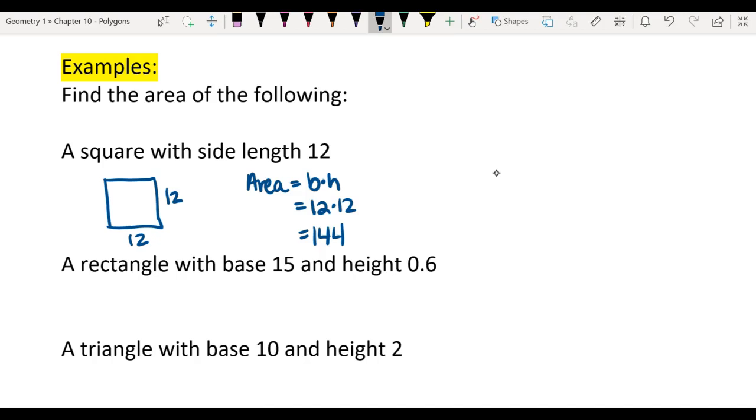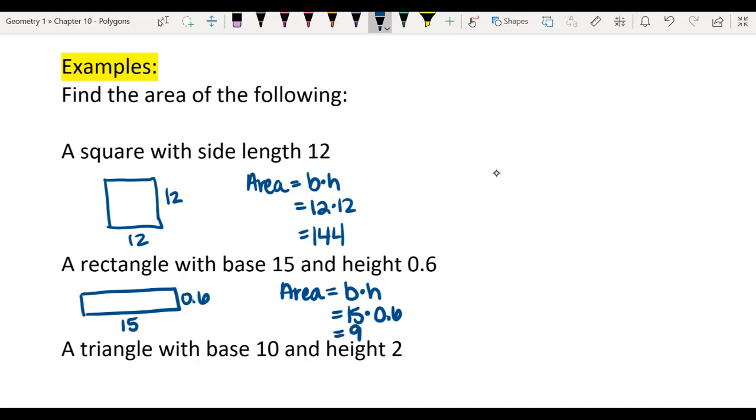The next one says we have a rectangle with base 15 and height 0.6. So I have a rectangle. My base is 15. My height is 0.6. The area of a rectangle is base times height. So it would be 15 times 0.6, which is 9. On a test, with this, you really only have to give me the last answer. Okay? If you show work and you have the last answer wrong, I can give you some extra points. But if you have it right and you give me that answer, that's fine.